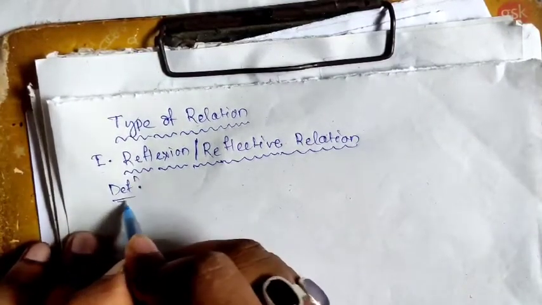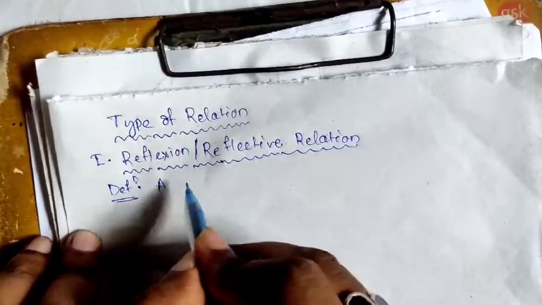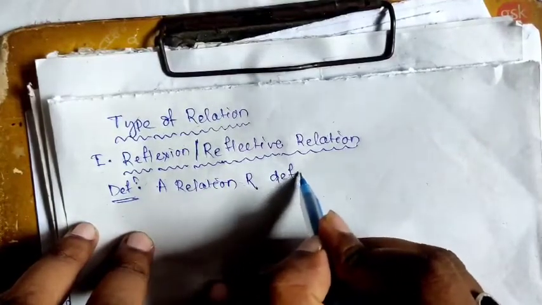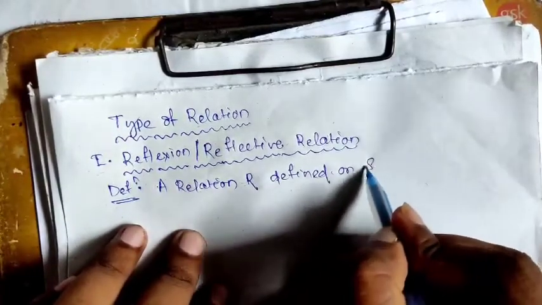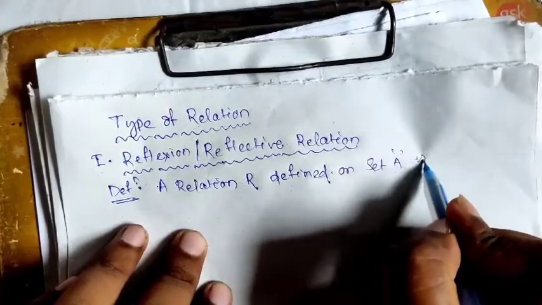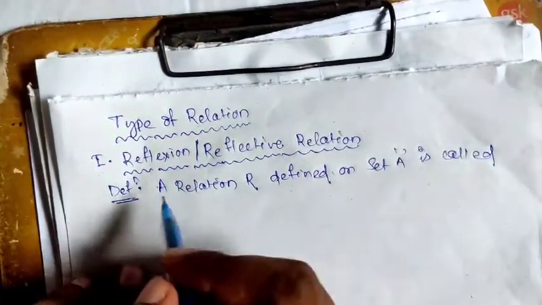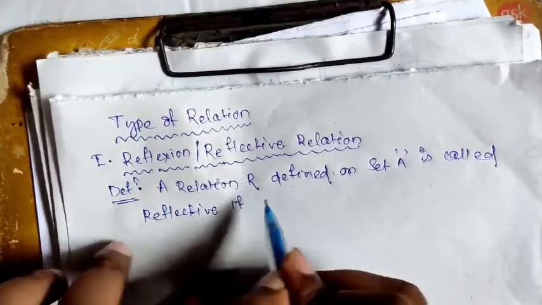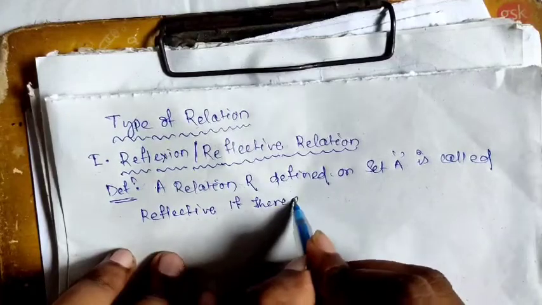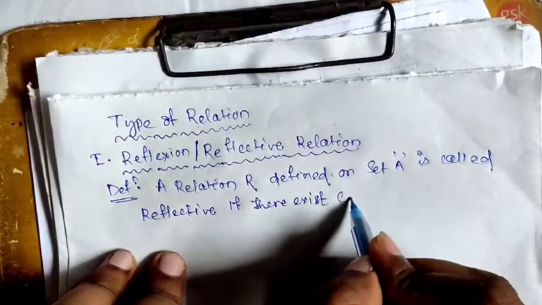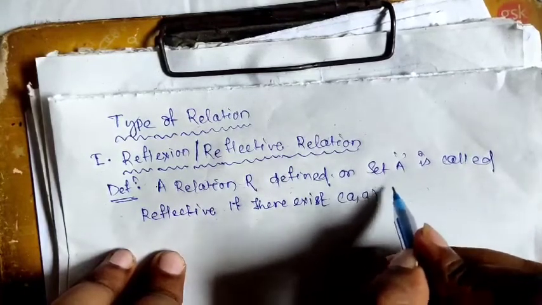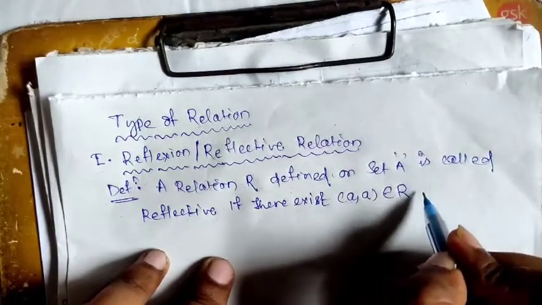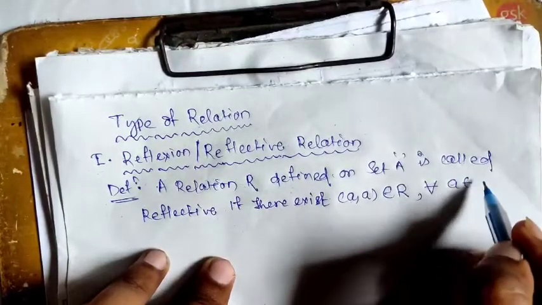Definition: a relation R defined on set A is called reflective if there exists an ordered pair (A, A) which is an element of relation R for all A belonging to set A.